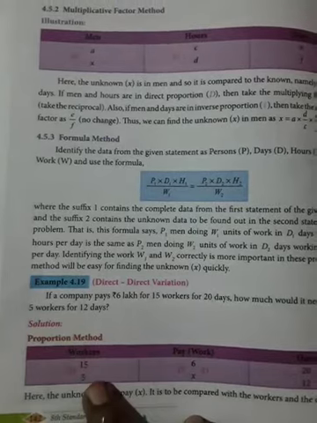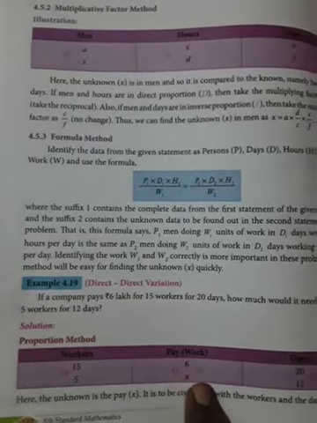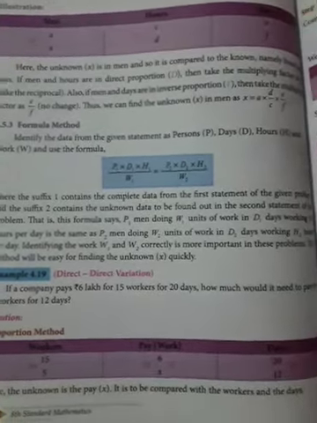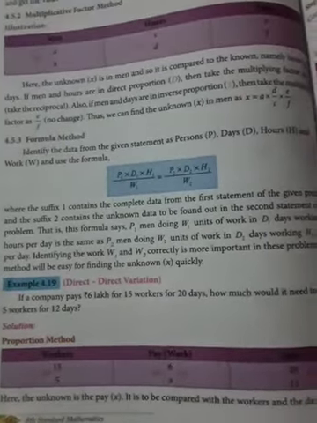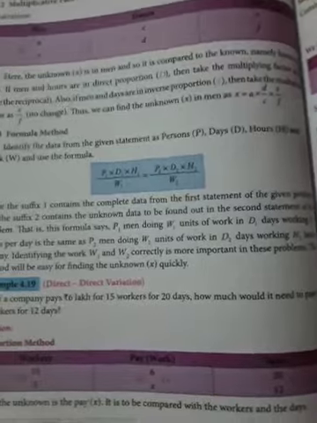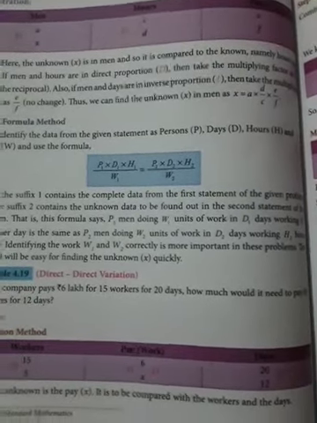5 workers, but the payment we don't know; we should find out for 12 days. Okay, so first of all you want to find out whether the two quantities are direct and direct, or direct and inverse. That you should find out. That is the first thing.